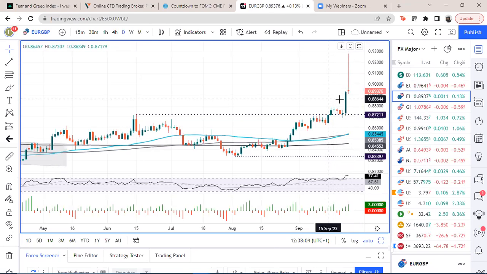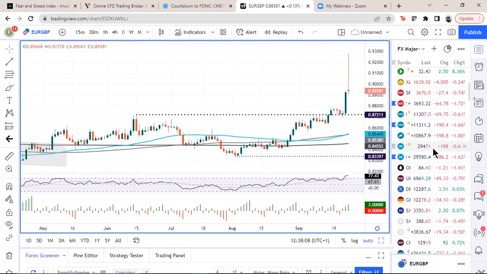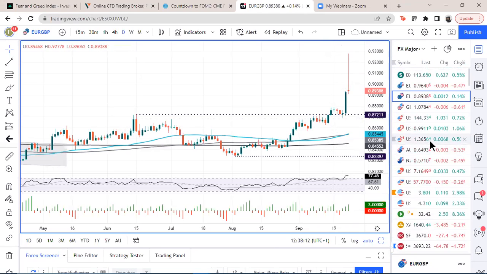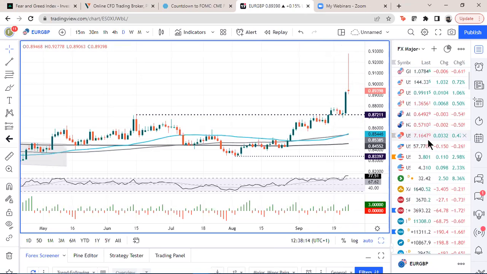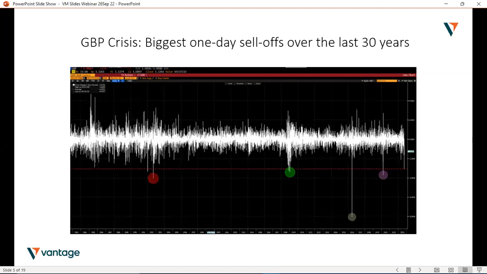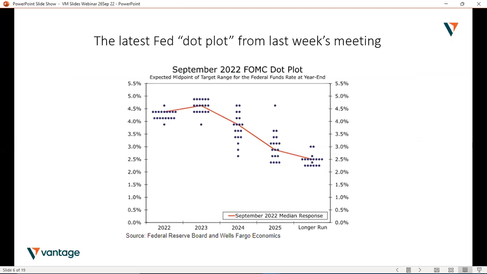Really amazing levels here in these sterling crosses. If you looked at some of the other crosses as well, sterling Swiss, massive move there. And when you get 2-3% intraday moves in these pairs, then it's getting towards these oversold, overbought levels. Okay, let's just look now at the Fed meeting from last week.